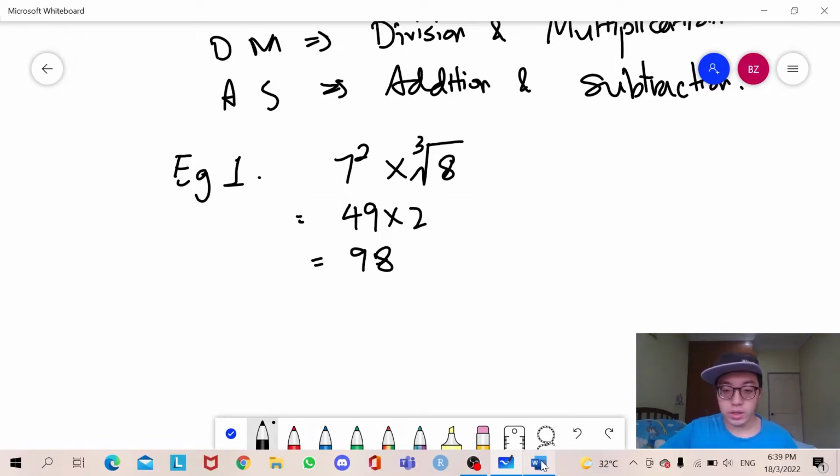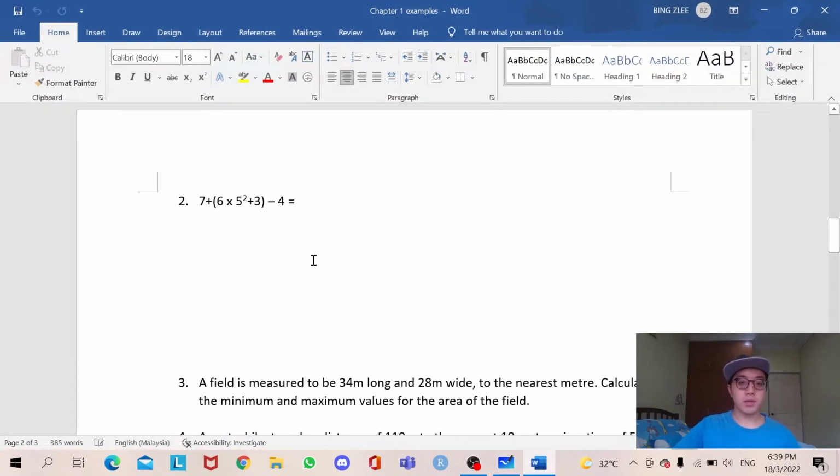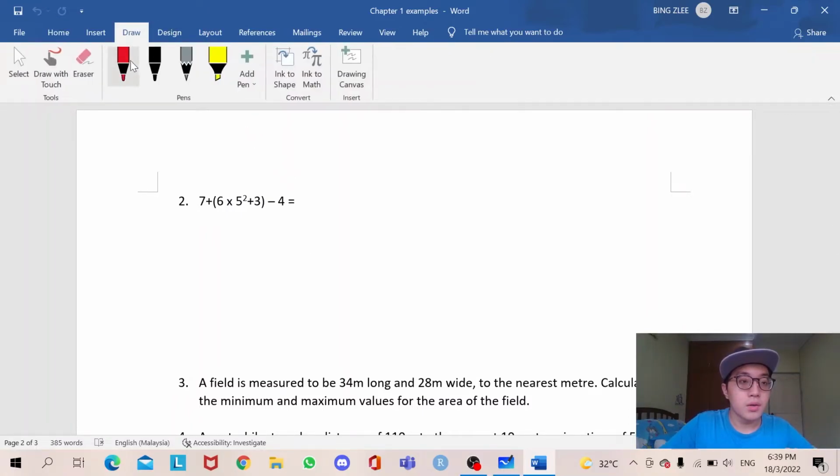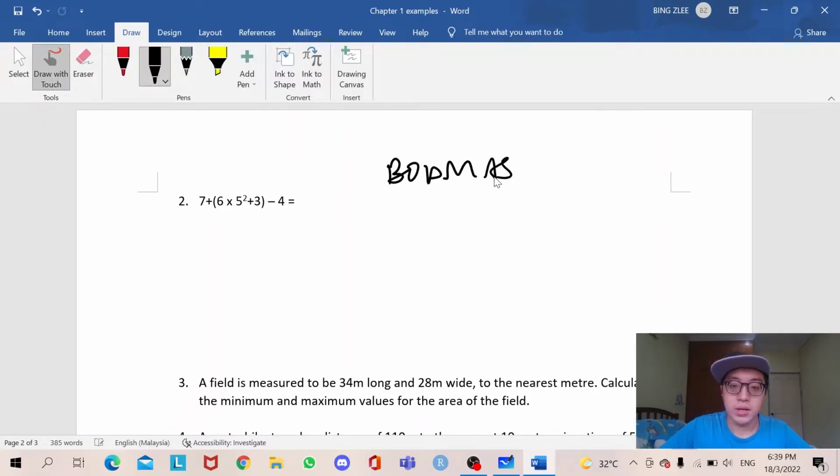So we will look at one example here to apply your BODMAS skill. From BODMAS, we have a bracket here, so we are supposed to do what's inside the bracket first. So 6 times 5 squared plus 3. According to BODMAS, after B, we will look for O. So O here is 5 squared, so it's 6 times 25 plus 3.